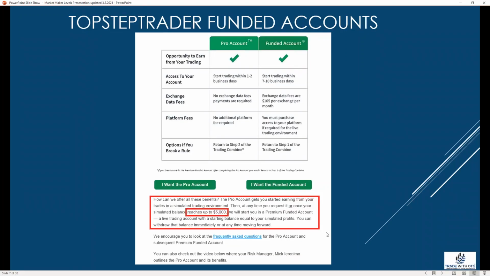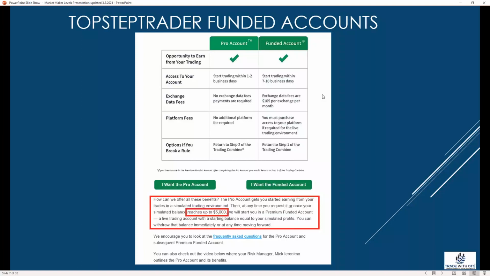Now, I'm not going to go through all the details of their funding program, but Top Step Trader gives you a choice. You can either go with the pro account, which leaves you in a simulated environment. You get your account set up very quickly, and you can continue to trade. There's a real advantage to doing it this way for them and for you. The advantage to you is that you get to stay in the simulated environment while you earn real money. If you look at this red box down below, once your account reaches $5,000, then they will do one of two things. You could take 100% of that right then, or you could move that over into what they call their premium funded account, right? So you can do one or the other.